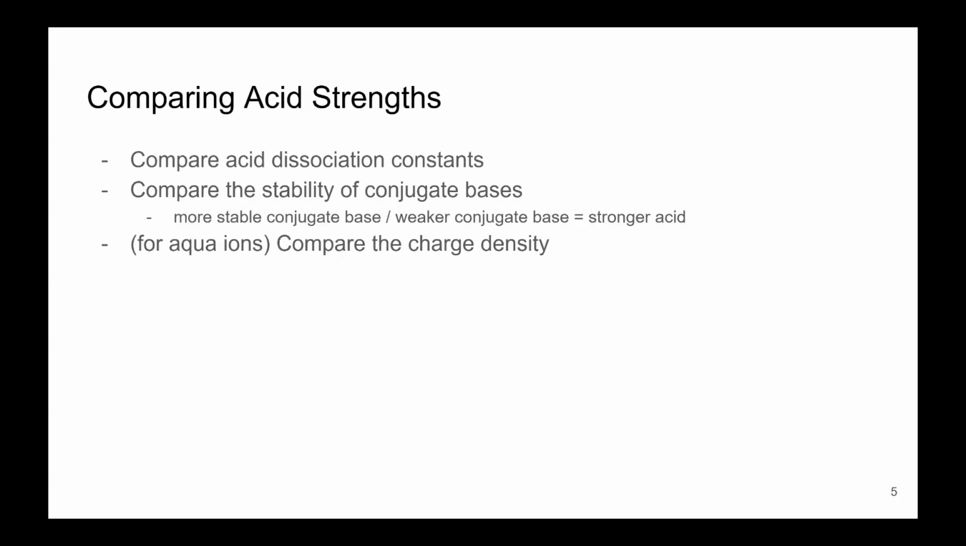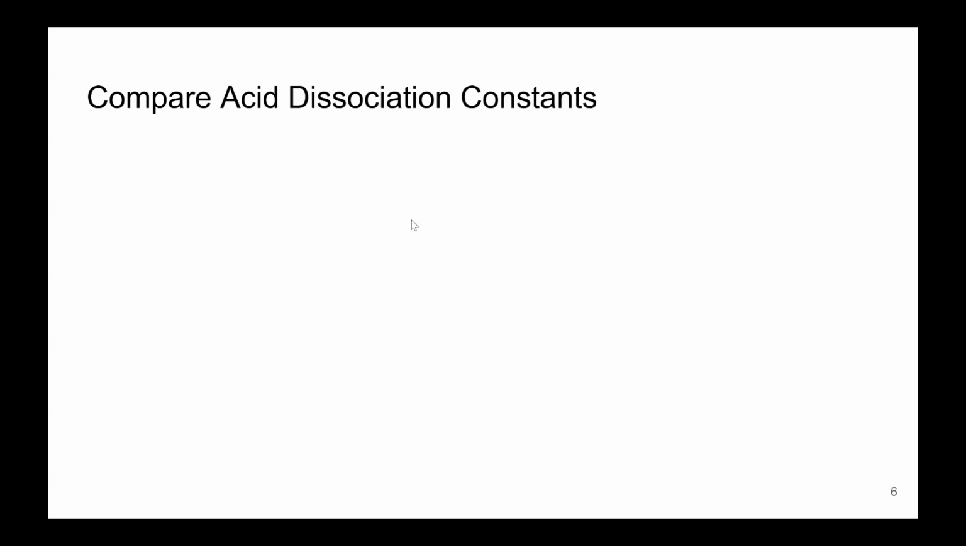So there are several things we can do when we compare acid strengths. For example, we compare the acid dissociation constants, we compare the stability of conjugate bases, and we compare the charge density. However, usually in Olympiad questions, not all three pieces of information will be available to us, and therefore we have to extract our own pieces of information and make deductions from there. So let's talk about acid dissociation constants first.